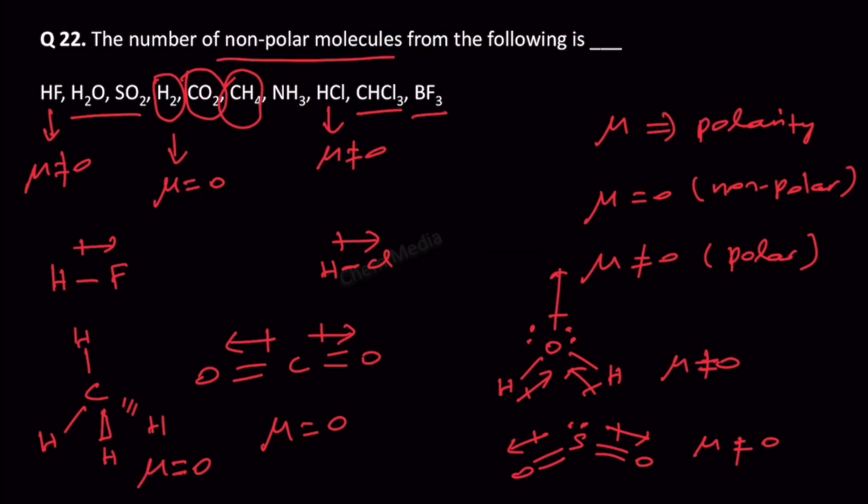BF3, once again, because of symmetry, the dipole moment will be 0. Fluorine is more electronegative than boron. But still, because of the symmetry of the molecule, the dipole moment will be 0. So this means that we have 4 molecules where the dipole moment is 0. Therefore, the correct answer is 4 here.